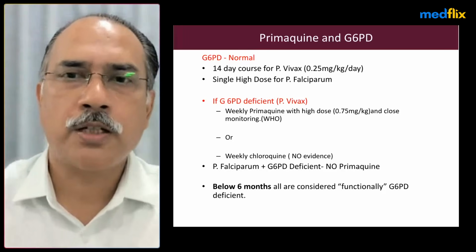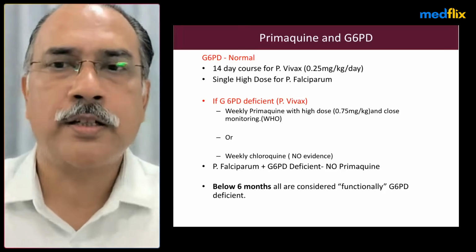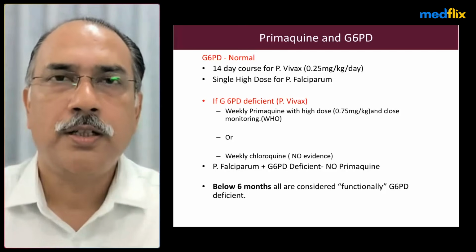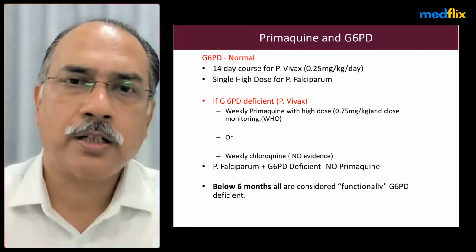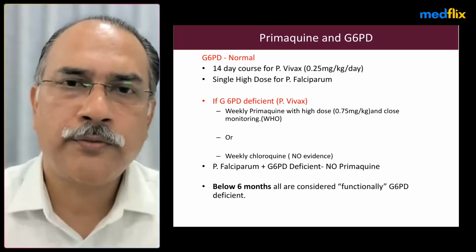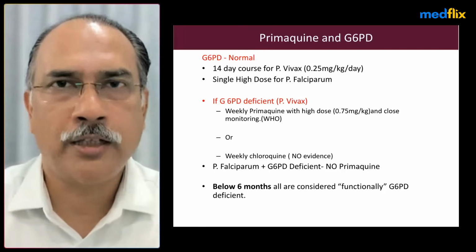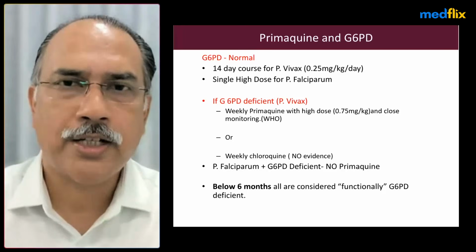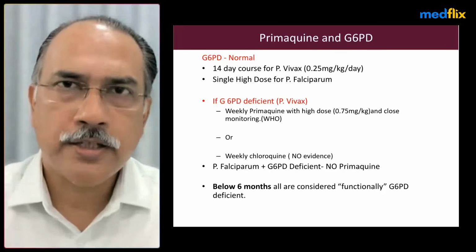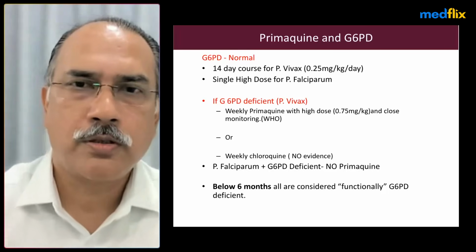Remember, below 6 months, all infants are considered functionally G6PD deficient, and the government recommendation currently is not to use primaquine for any child below 1 year of age, whether it is Vivax, whether it is falciparum, whether the child has a G6PD normal report.